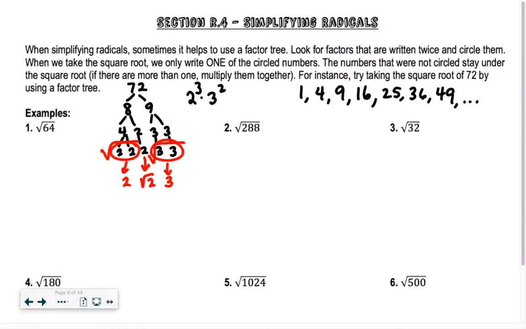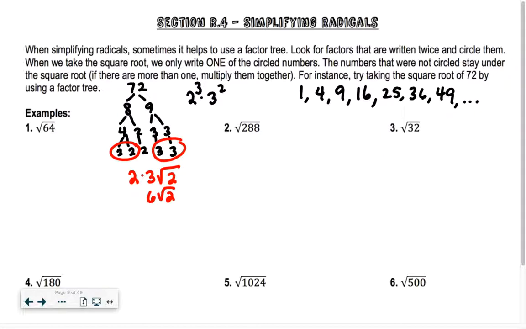Does that make sense? So what we end up doing is, for every pair that we have, we get one of them on the outside. And every one that's all by itself stays inside the square root. So we get 2 times 2 times square root of 2, which is 6 root 2. So 72, when you take the square root of it, simplifies down to 6 root 2. Does that make sense?